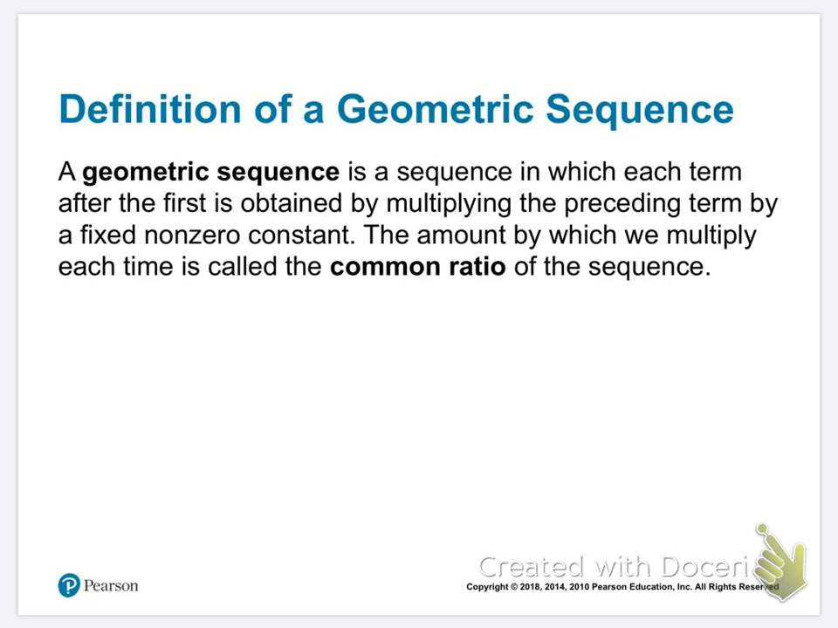So we're going to begin with the definition. A geometric sequence is a sequence in which each term after the first term is obtained by multiplying the preceding term by a fixed non-zero constant. The amount by which it is multiplied each time is called the common ratio of the sequence.